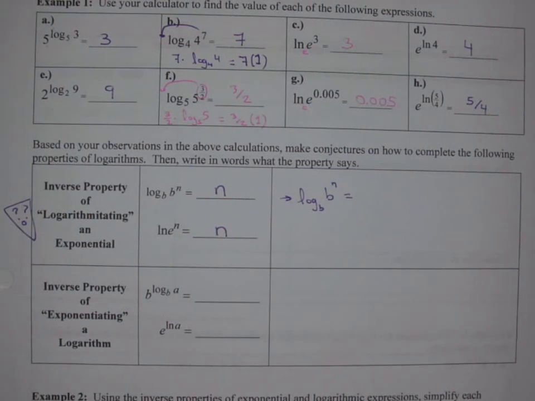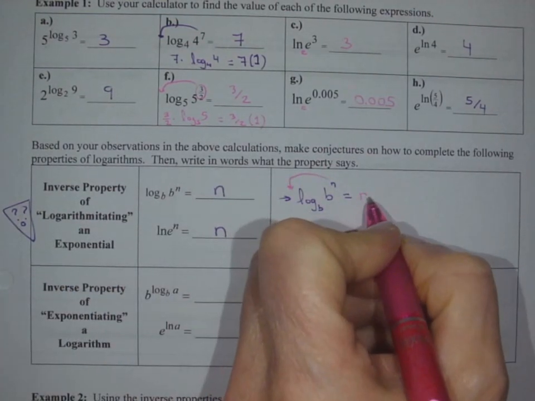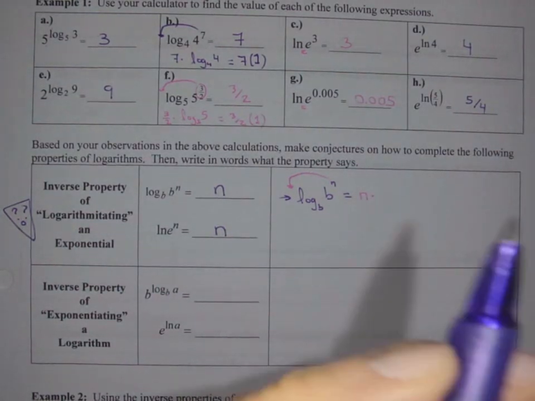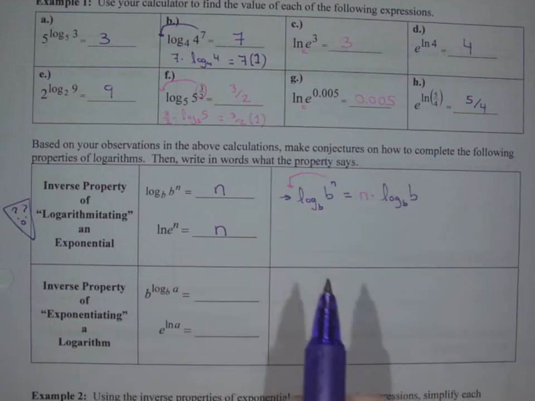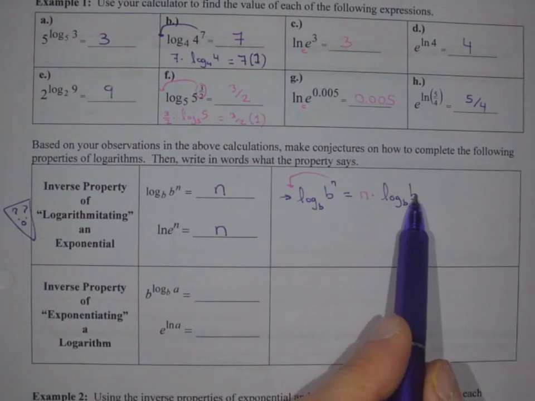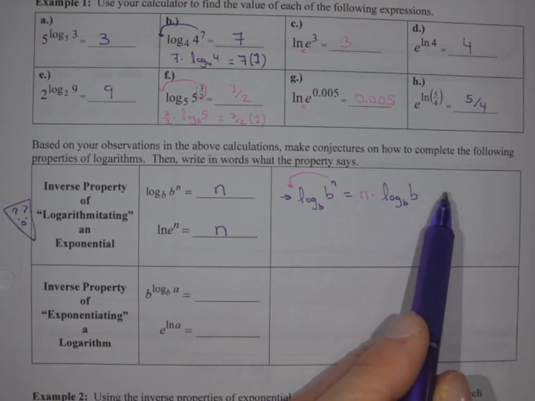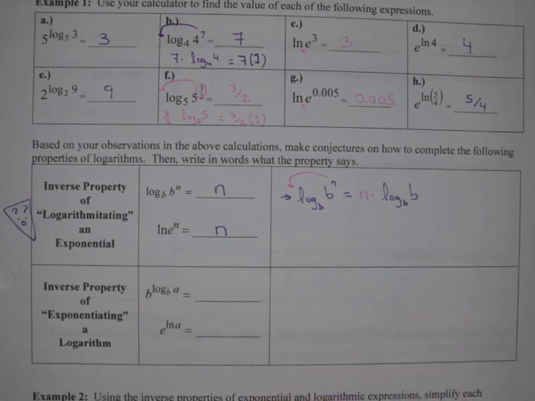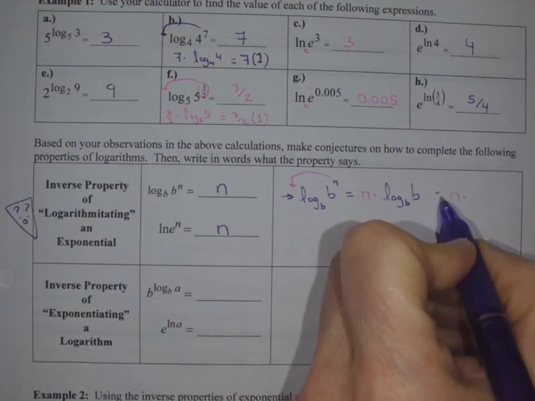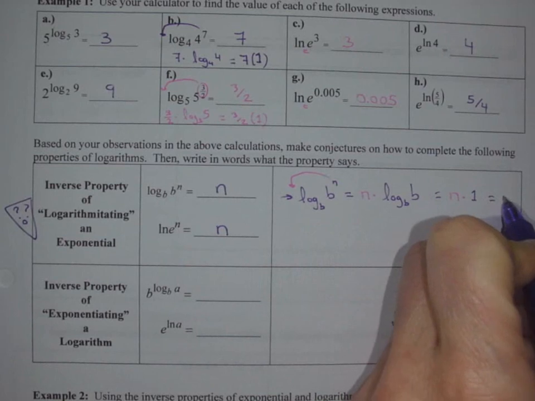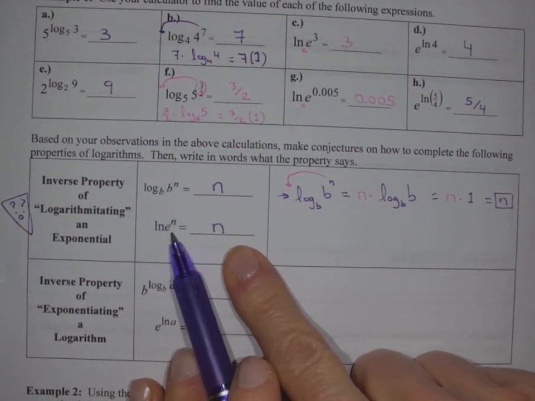We can take that n power here to the front as a coefficient, so that will be n times, and then I have a log base b of b. When you have the same base as the argument, that's just always going to be a 1, because it's b to what power gives me b, that's going to be 1. So this ends up being n times 1, which is just n. And this was the same thing here, right?